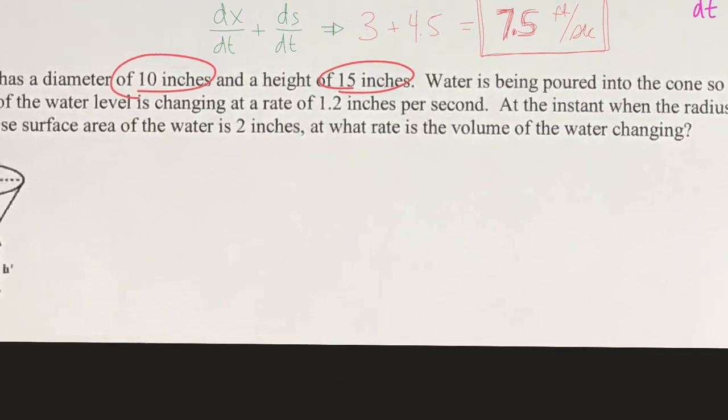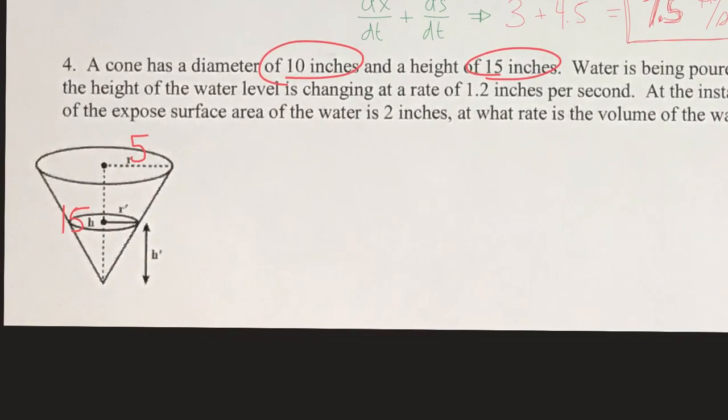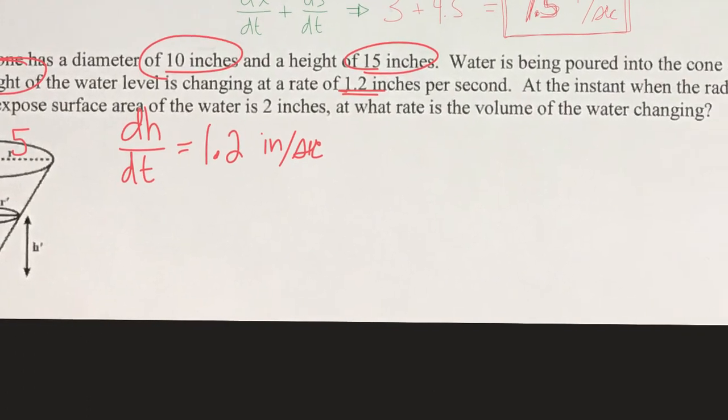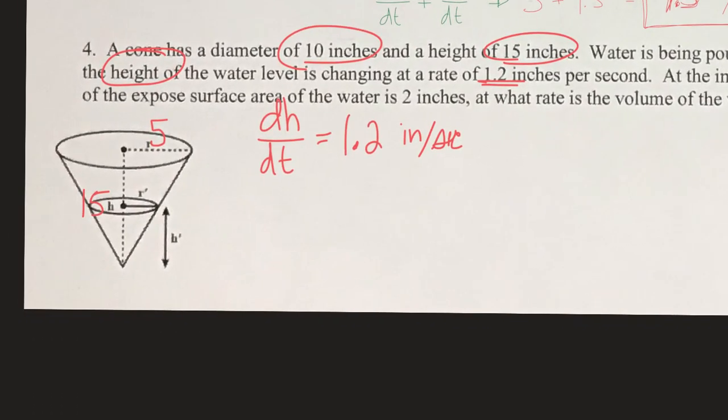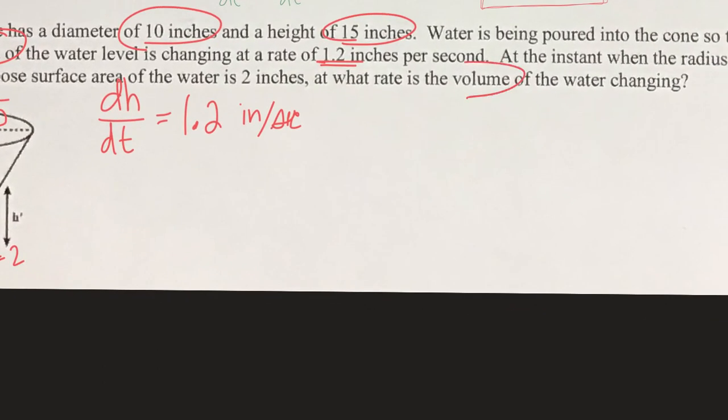Water is being poured into the cone so that the height is changing at 1.2 inches per second. So that's dh dt, right? The height is changing, so dh dt equals 1.2 inches per second. At the instant when the radius is 2 inches, so when radius is 2, at what rate is the volume of the water changing?